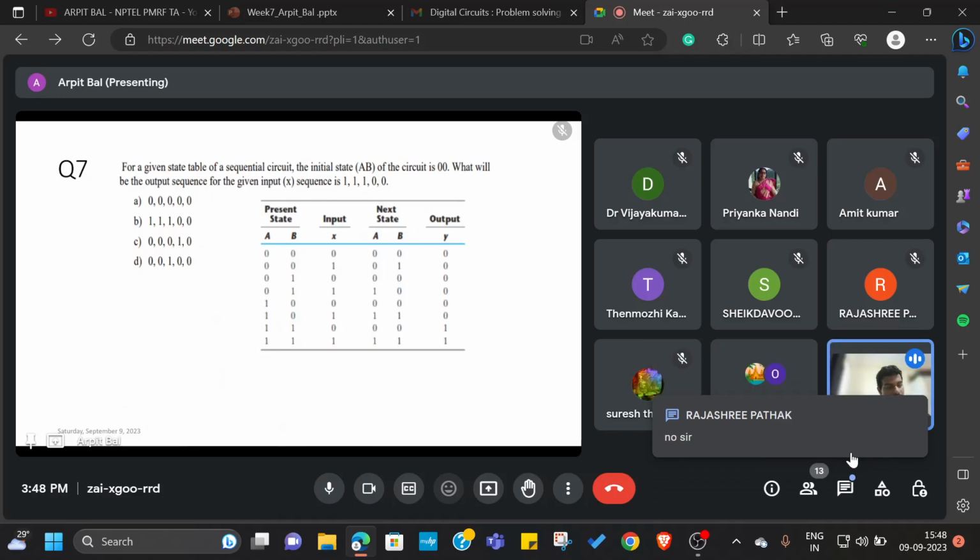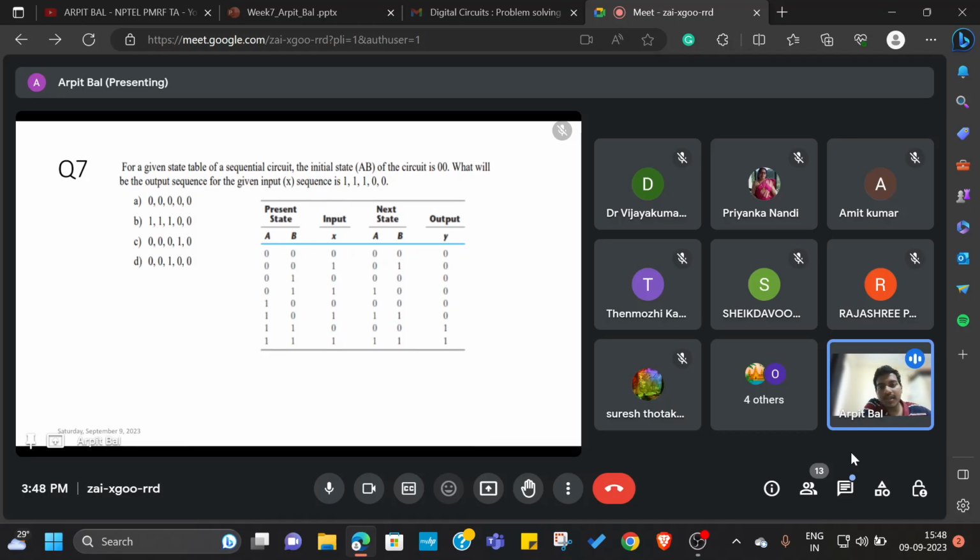Here we are given a state table of a sequential circuit. A sequential circuit can be described in any way. The state table is one of the methods to describe the behavior of a sequential circuit, that is what is going to be the next state if a particular input is applied, and what is going to be the output for that particular transition. What is asked from you is what will be the output sequence for the given input sequence.